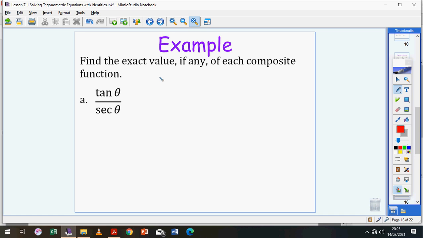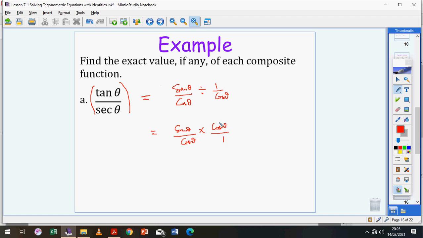So here I'm simply asked to simplify or find the exact value of this function. It's a composite function because you have tangent and secant. Now, if I'm lazy, I can just leave it as it is, but you will not get any points for that. Simplifying it requires me to know, what is tan? Tan is the same thing as sine theta divided by cosine theta. It's being divided by secant, and secant is the same thing as 1 divided by cosine theta. So I can go ahead and simplify this. Sine theta divided by cosine theta multiplied by cosine theta over 1.